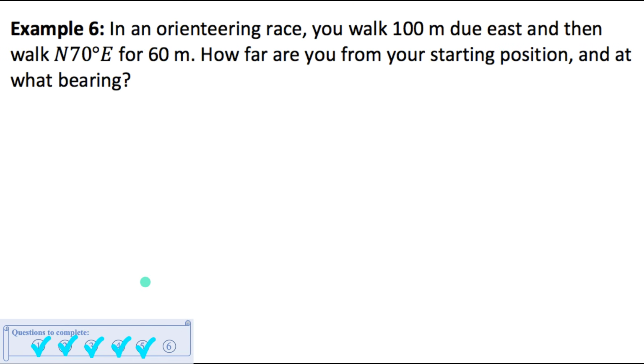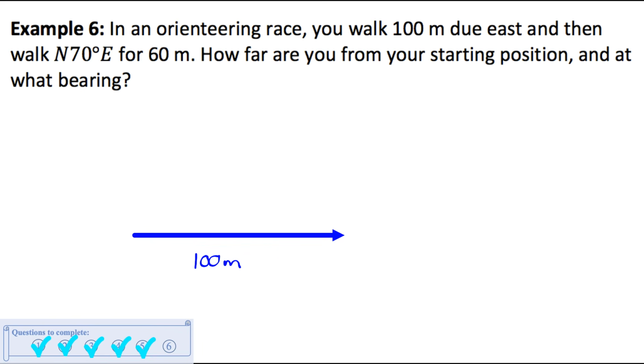In an orienteering race, you walk 100 meters due east and then walk north 70 degrees east for 60 meters. How far are you from your starting position and at what bearing? So let's draw what the question gives us. It says I walk due east for 100 meters. So I need a vector going straight to the east where its magnitude is 100 meters. Let's say that's 100 meters.